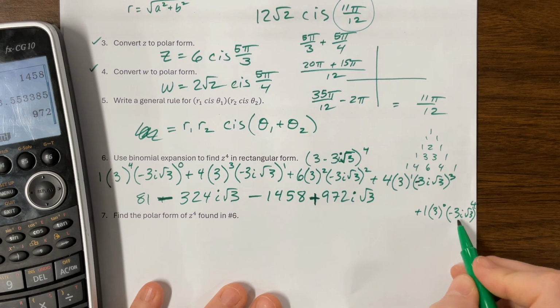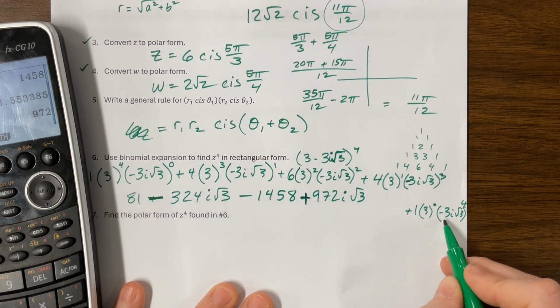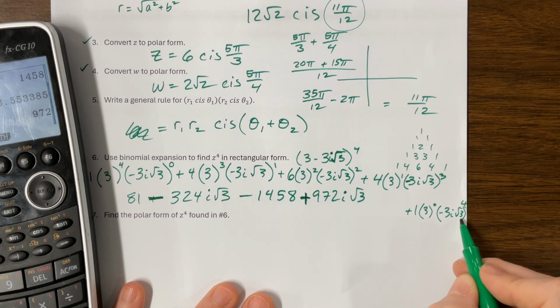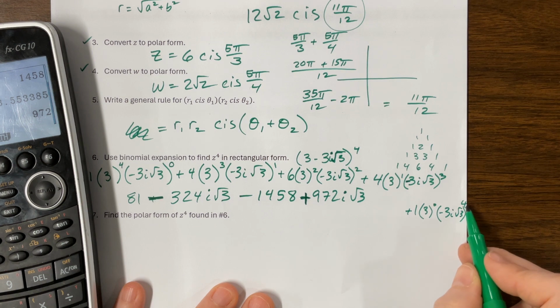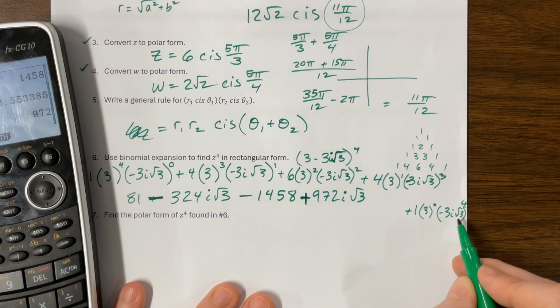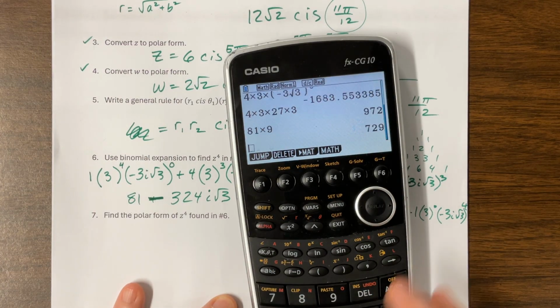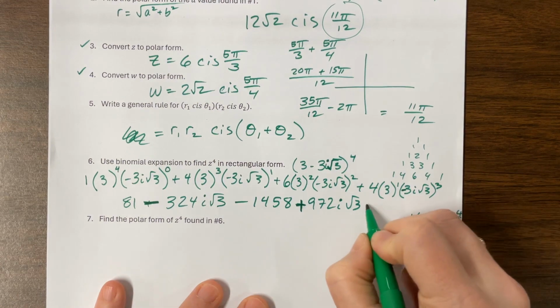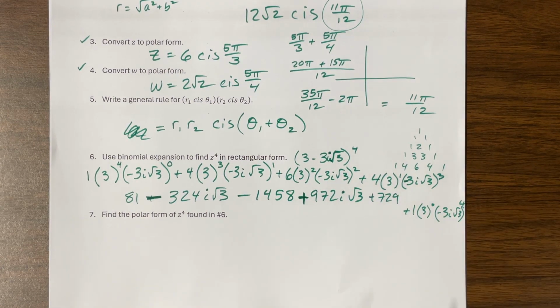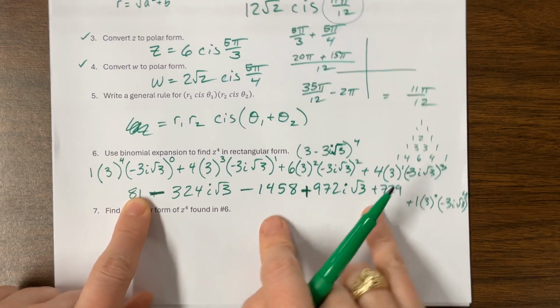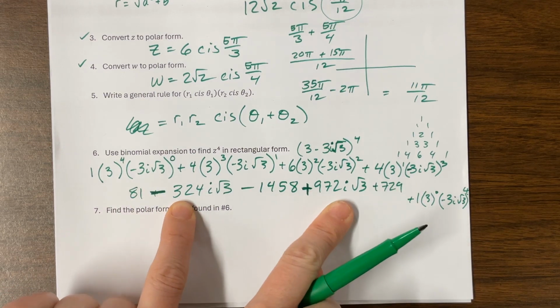So then I have, negative 3 to the fourth is 81. i to the fourth is positive 1. And then the square root of 3 to the fourth power becomes 3 squared, which is 9. So I have 81 times 9, plus 729. Okay, so now I have 3 parts that are real and 2 parts that are non-real.